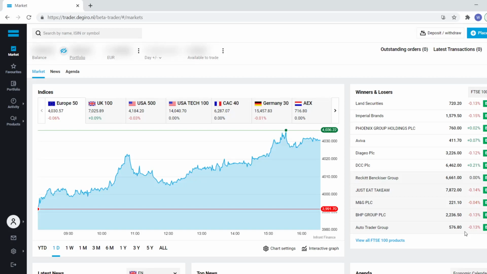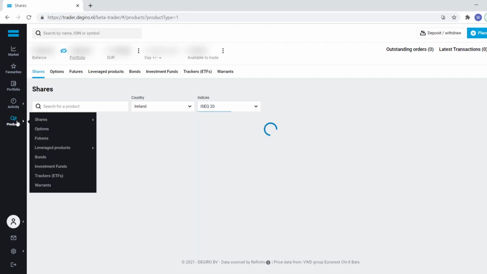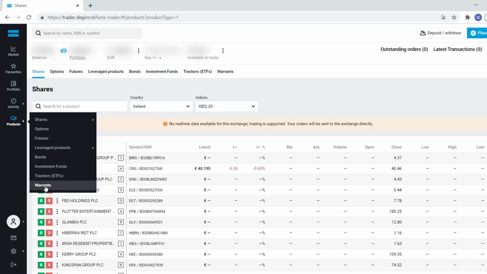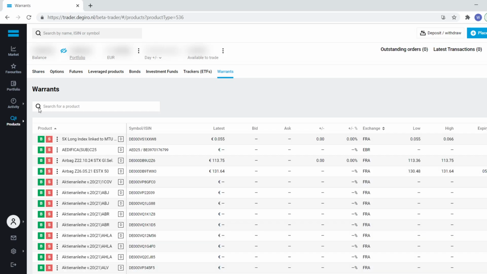I think the easiest way to explain how warrants work is to look at a specific product. So firstly, on Degiro, if you want to find these products, just simply go to the following products page and they will be all listed under the warrant section. So I've picked this Tesla call warrant to explain exactly how they work.